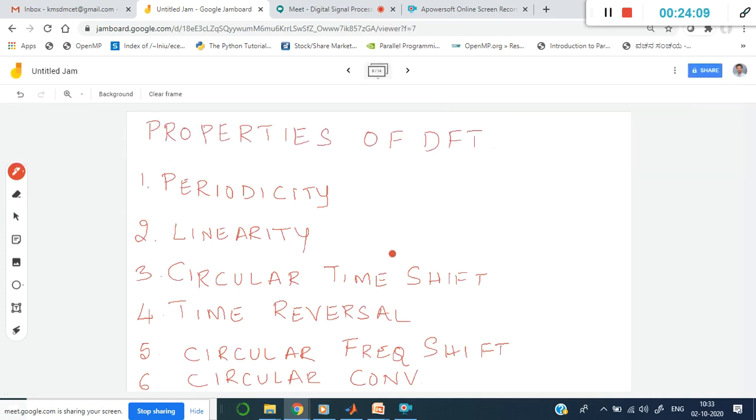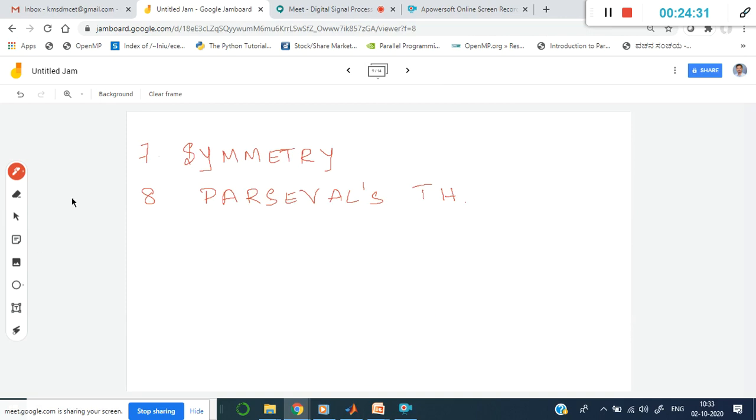So these are the properties of DFT that we will discuss. One is the periodicity property, linearity property, circular time shift, time reversal, circular frequency shift, and circular convolution. And followed by two more. One is symmetry. This is very important. One of the most important properties, that is the symmetry property.